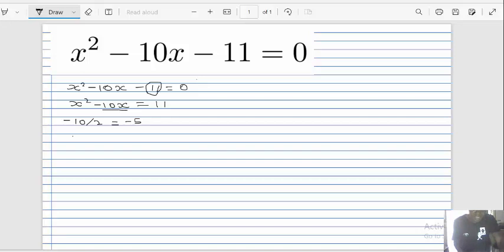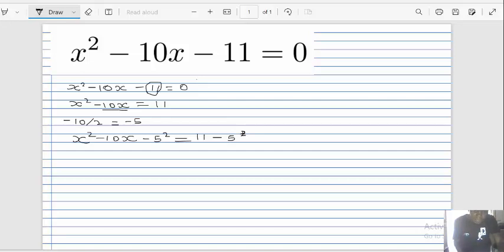Now your x squared minus 10x plus negative 5 squared, this is the requirement, is equal to 11 plus negative 5 squared. So once you're at this point, it's easier because you need to ensure that this square becomes a single figure, and negative times negative is always positive.